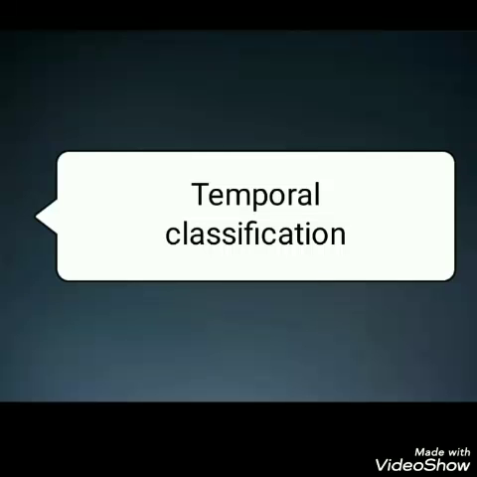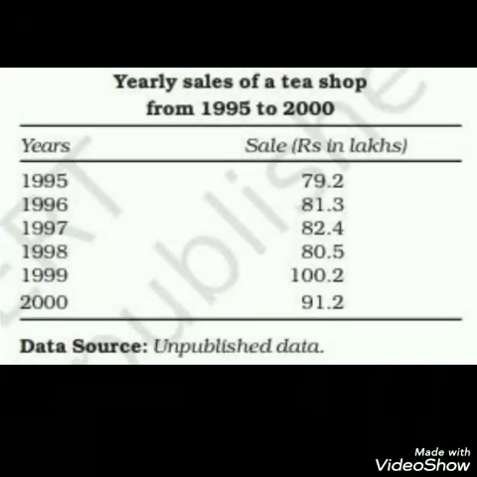Look at the table. In this table we take the yearly sale of a tea shop, from 1952 to 2000. So here the time limit is in years. In 1995 the sale is 79.2%, in 1996 it was 81.3%, in 1997 it was 82.4%, and so on. When we classify data in tabular form by time, it is temporal classification.